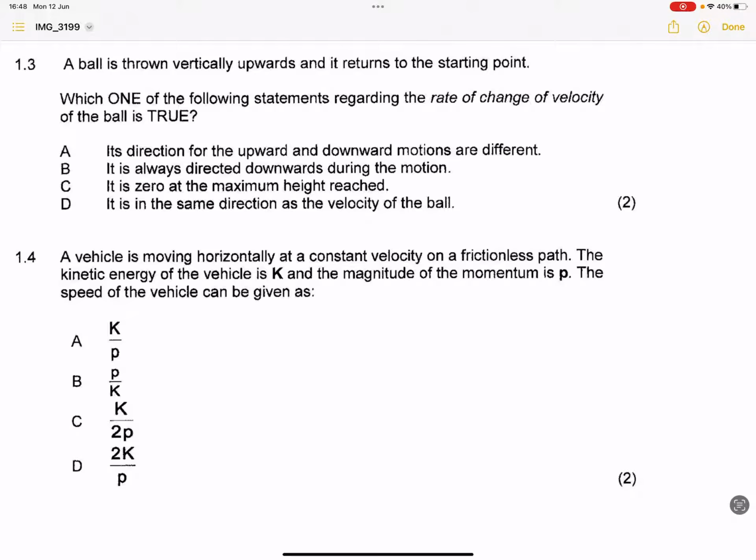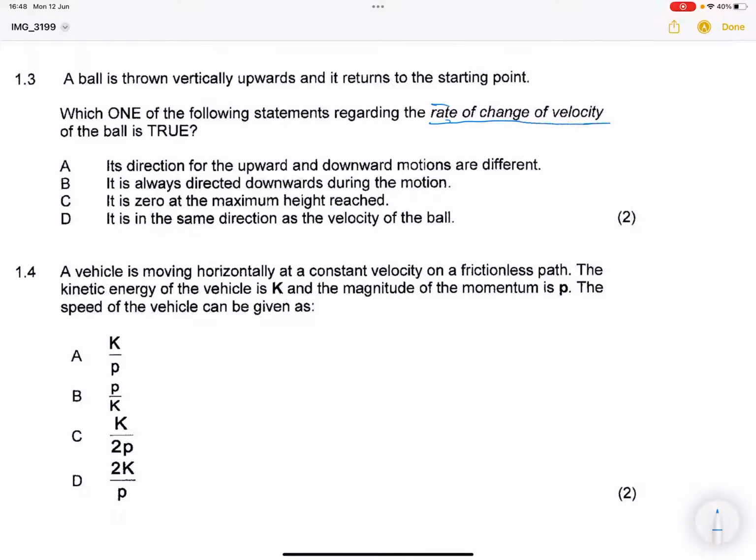In 1.3, a ball is thrown vertically upwards and it returns to the starting point. Which one of the following statements regarding the rate of change of velocity is true? Now remember, when we talk about rate of change in velocity, we are referring to the acceleration of the ball. So acceleration is the rate of change in velocity.